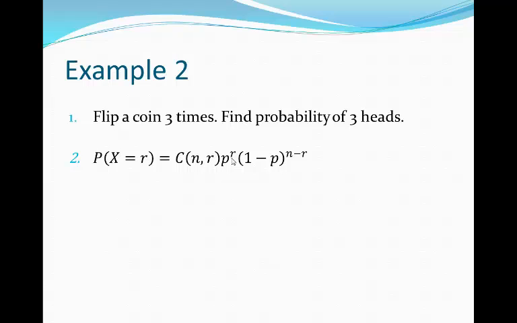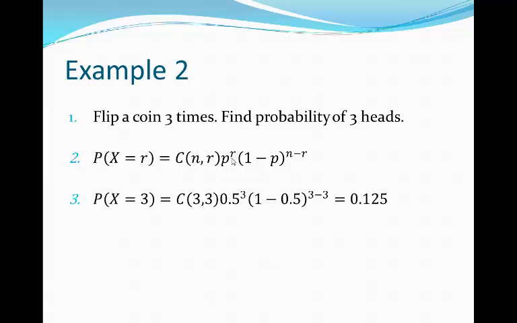Of course, it's important that we be able to recognize what each of these letters stand for. N is the number of trials, R is the number of successes, P is the probability of success, in this case of heads.